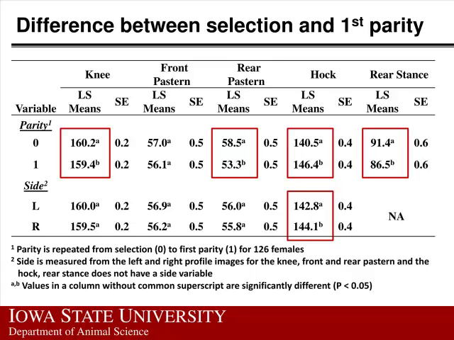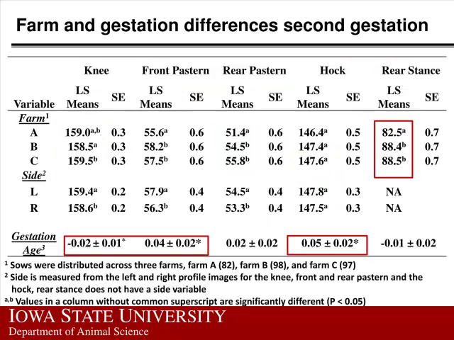The largest difference that was found was in the rear pastern and the hawk, with 5 degrees separation between the rear pastern and then almost 6 degrees between the hawk. And then for the rear stance, I'll talk about that briefly here in just a second too, but that could be explained by some farm effects that weren't included in this model. The only difference inside, as shown here, is roughly 2 degrees between the left and the right in the hawk.